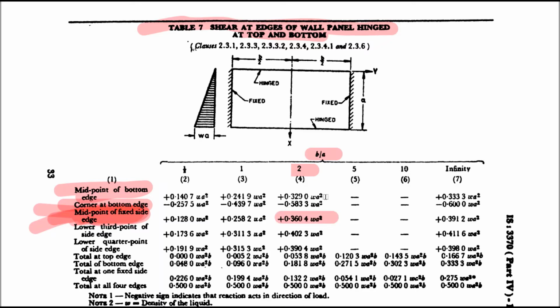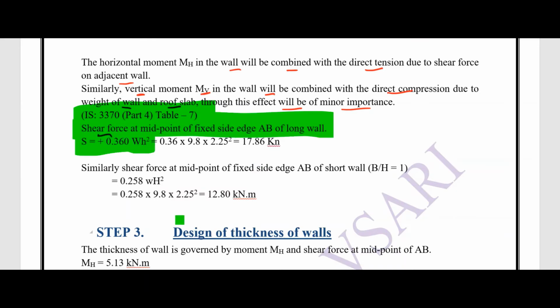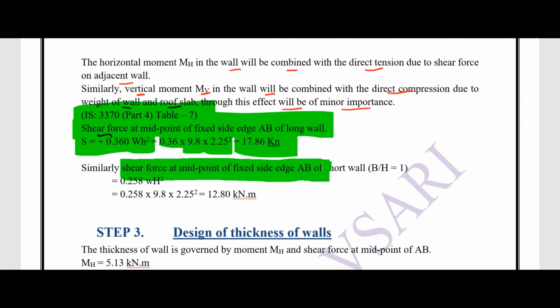Here A means height. So we have the equation from here. The shear force at the midpoint of side AB: we have the value equation 0.36, 9.8 times 2.25 square, so 70.86 kilonewton. Same thing for the shear force at the midpoint of the fixed side edge AB of the short wall.